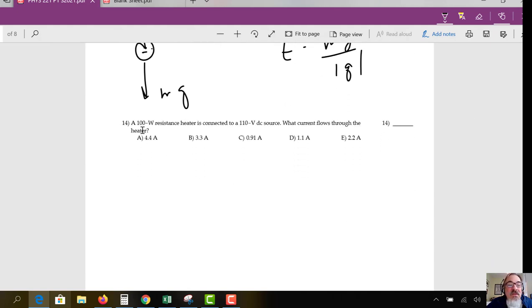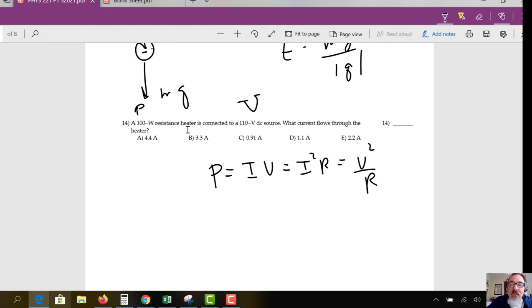So here we have, in the last one, a 100 watt resistance heater. So this is chapter 22. That's the power. So watts are power. And here's the voltage. How much current flows through the heater? Okay, so we know that power is I times V. We could use that for this problem. It's also equal to I squared times R, or V squared divided by R. We don't need the second two parts of it. We could just use this to solve for the current in this problem.